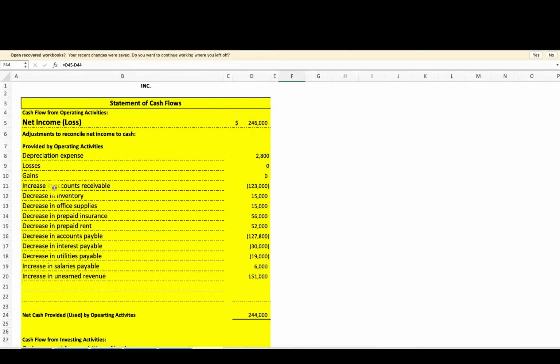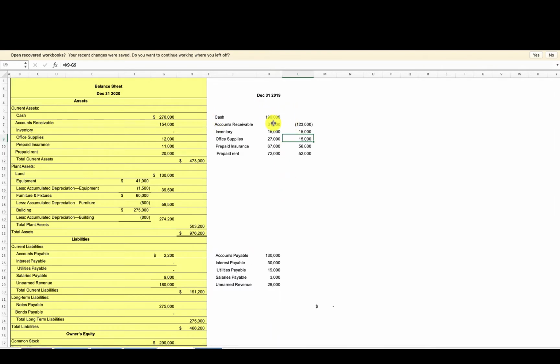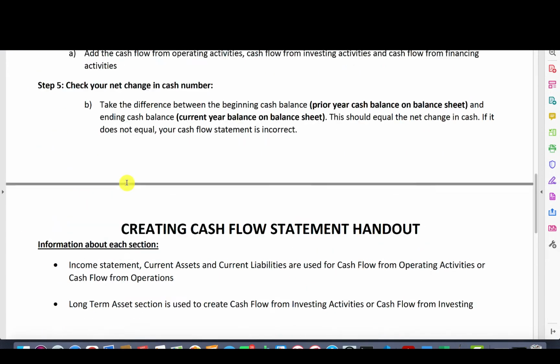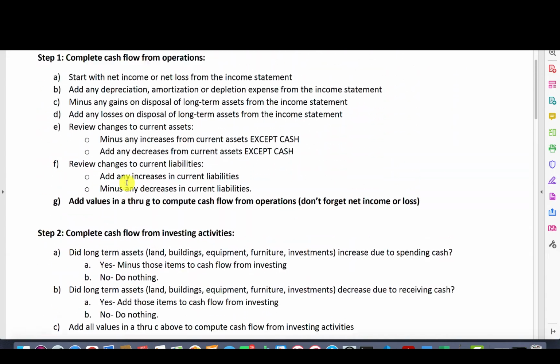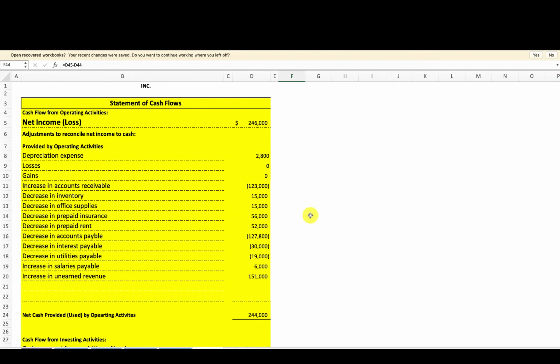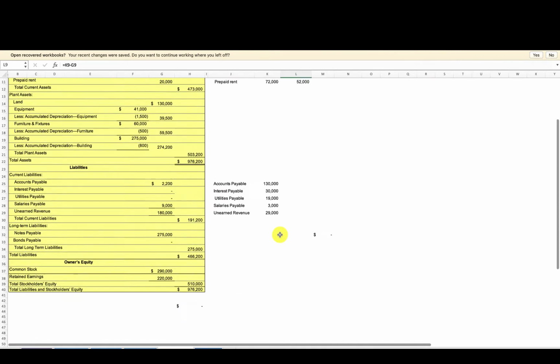All right. So if it's an increase, it's negative. If it's a decrease, it's positive. And we're taking the change between the prior year and the current year. All right. Let's look at current liabilities. So what does the handout say? It says for current liabilities, review any changes in current liabilities, add any increases, minus any decreases. So if there's an increase, we add it. If there's a decrease, we subtract it.